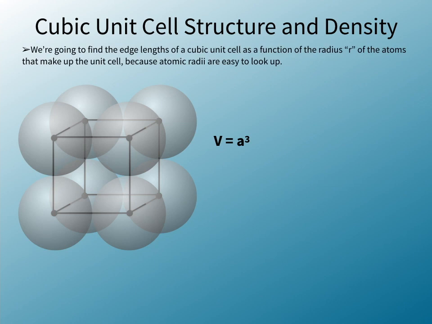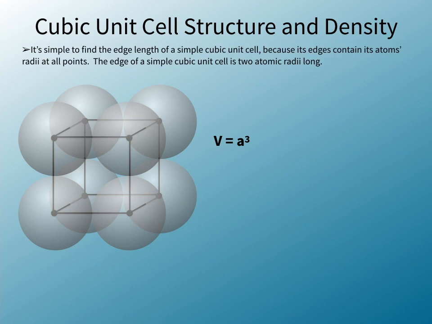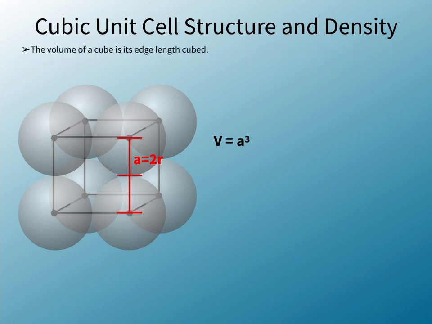We're going to find the edge lengths of a cubic unit cell as a function of the radius, r, of the atoms that make up the unit cell, because atomic radii are easy to look up. It's simple to find the edge length of a simple cubic unit cell because its edges contain its atoms' radii at all points. The edge of a simple cubic unit cell is 2 atomic radii long. The volume of a cube is its edge length cubed. To calculate the density, divide the mass in grams by the volume in cubic centimeters.